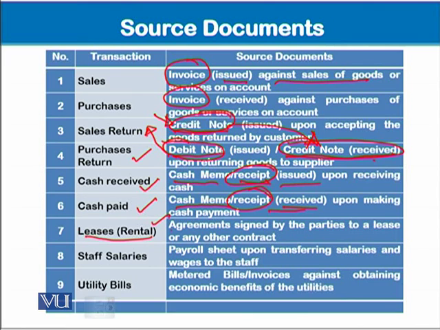Lease rental, an agreement would be supporting this transaction. Rental for offices, rental for warehouse, etc. So for this, there is an agreement which supports this transaction. For staff salaries, payroll, a sheet. It is in fact a sheet which is approved by the authority that the payroll or the staff salaries are correctly worked out. So this becomes source document for salaries.